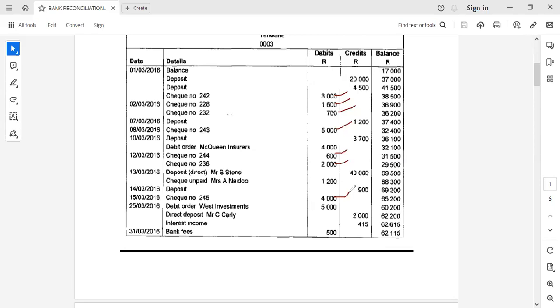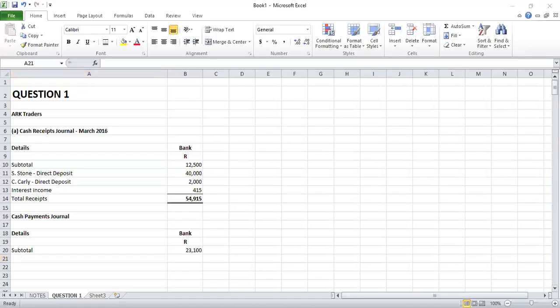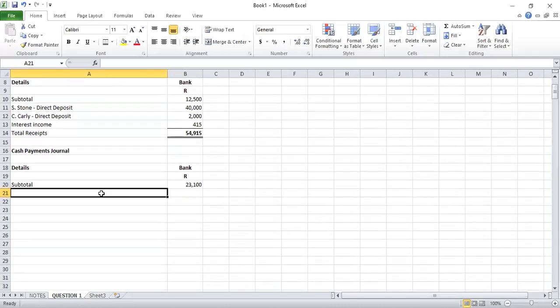Right. So we're going to have all transactions on the debit side of the bank statement which were not found in the CPJ, and also maybe correction of errors, if any. But here on this question, we don't have errors. Right, we've got McQueen Insurance debit order 4,000.